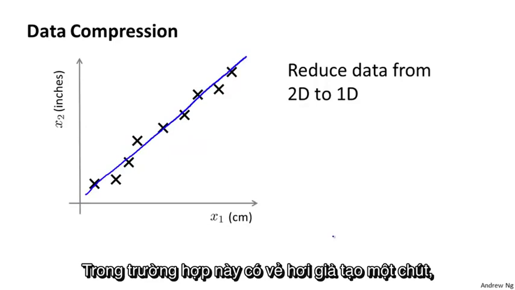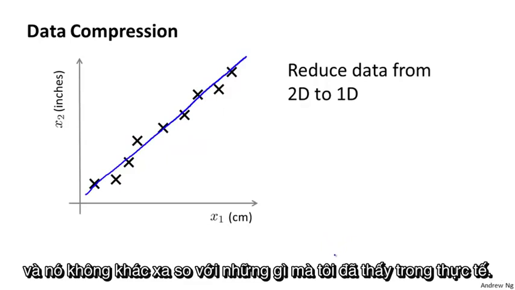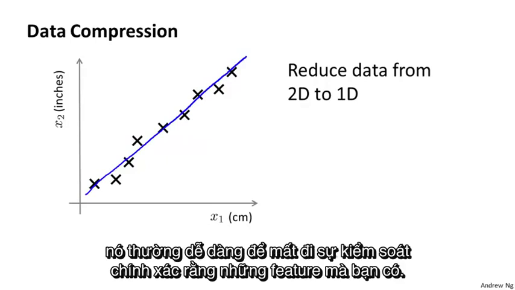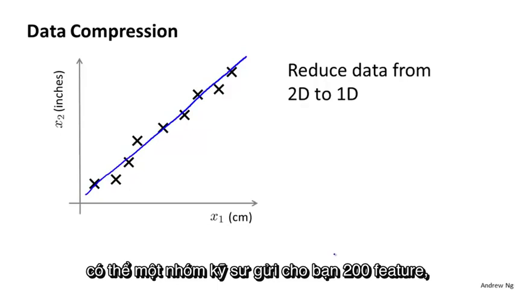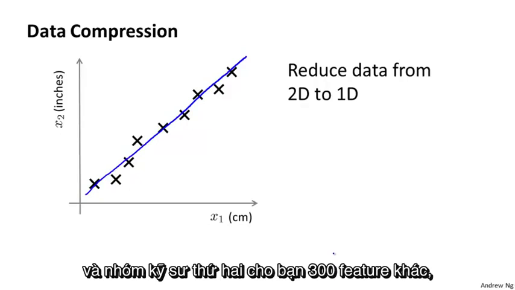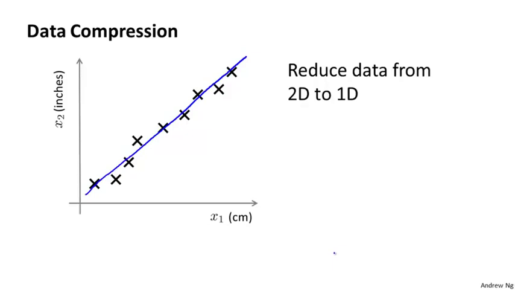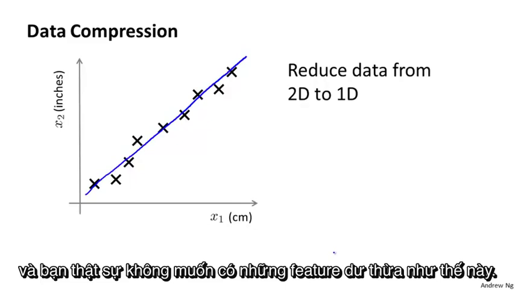In case this example seems a bit contrived, this centimeter and inches example is actually not that unrealistic and not that different from things that I see happening in industry. If you have hundreds or thousands of features, it's often easy to lose track of exactly what features you have. Sometimes you may have a few different engineering teams. Maybe one engineering team gives you 200 features, the second gives you another 300 features, and the third gives you 500 features. So you have 1,000 features altogether, and it becomes hard to keep track of exactly which features you got from which team, and it's not that hard to have highly redundant features like these.